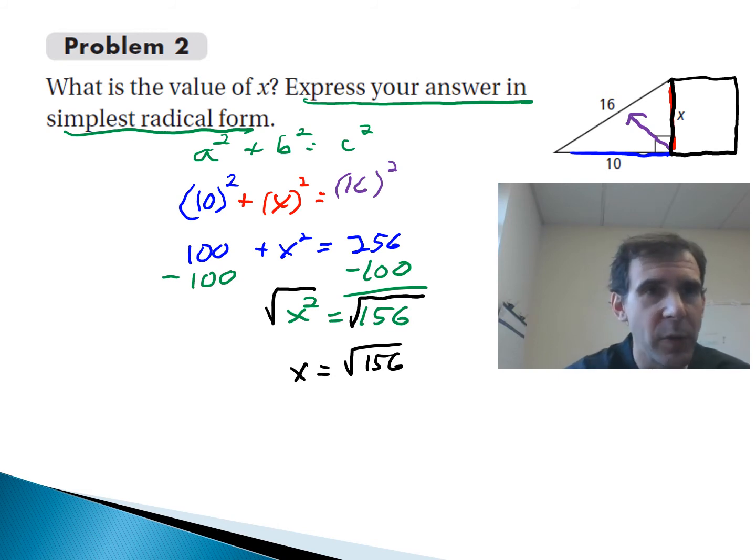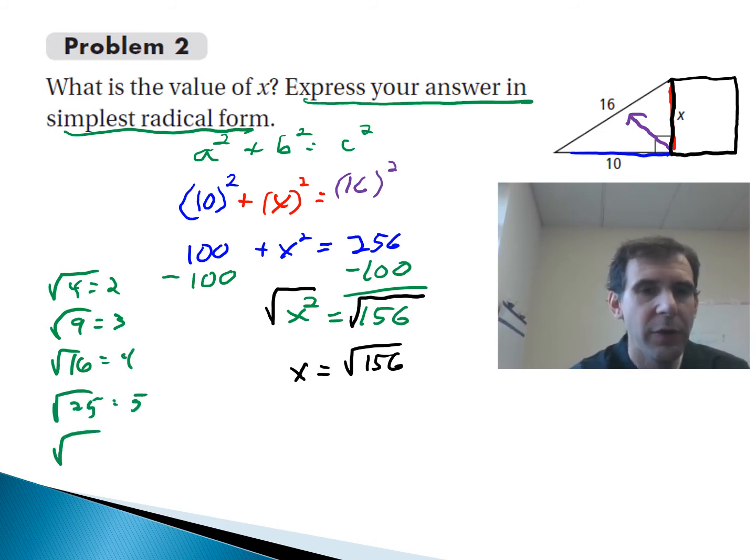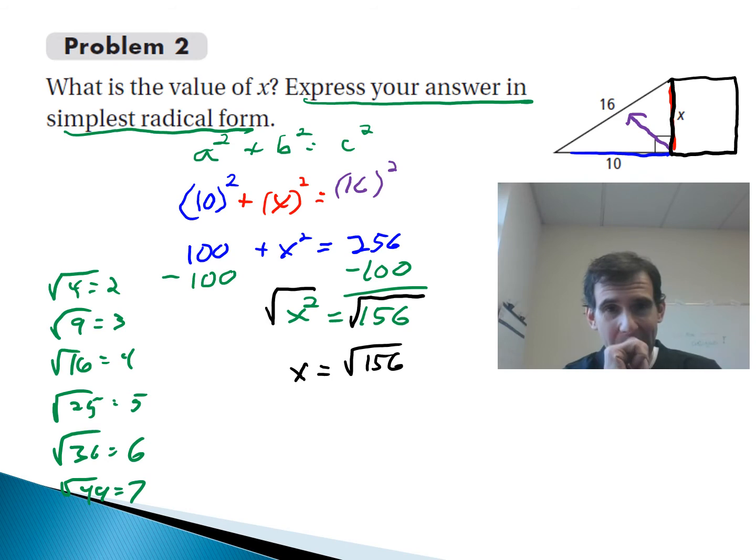So remember, perfect squares are things like square root of 4, which is equal to 2. Remember, they come out as whole numbers. So square root of 9 equals 3. Square root of 16 equals 4. Square root of 25 equals 5. Square root of 36 equals 6. Square root of 49 equals 7, etc., etc. Okay? So when you start dividing these in, just get a calculator.